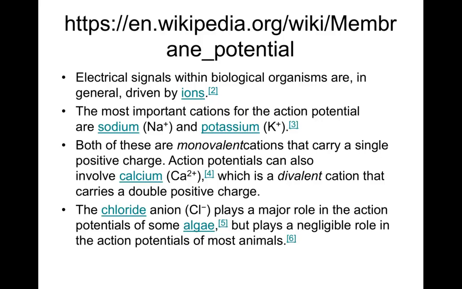Electric signals within biological organisms are primarily driven by ions, and the most important positive ions for the action potentials are sodium and potassium. Both of these are what we call monovalent cations. They carry a single positive charge. We can also get action potentials that involve calcium, which is a divalent cation, or has two positive charges. And chlorine is an ion that plays a role in some types of algae, but generally does not play a role in humans and animals.